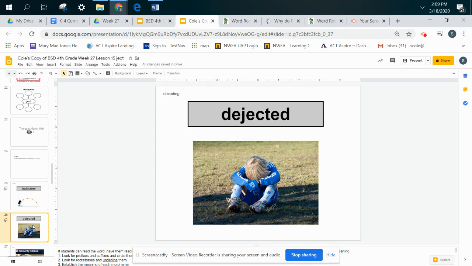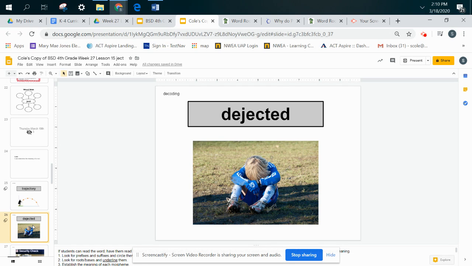Now look at this word. Go ahead and circle your root, and then you find your prefix or suffix. We notice here that de is our prefix. De means without or throwing down. Ject means throwing into, and ed is just our past tense.